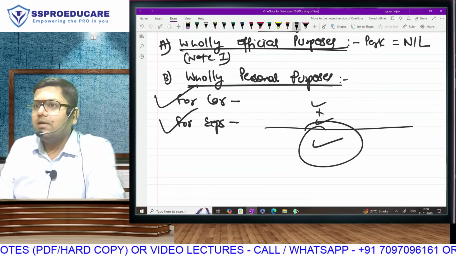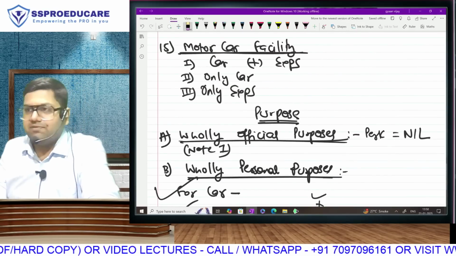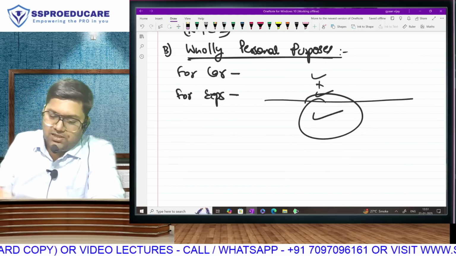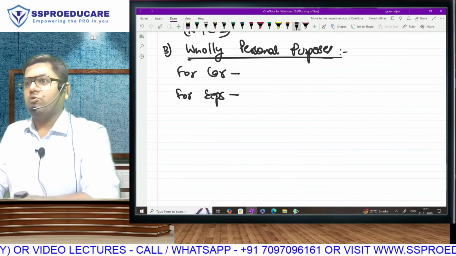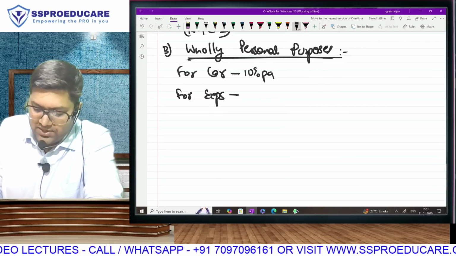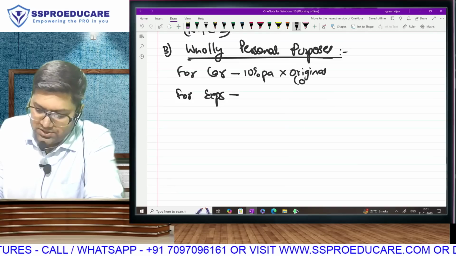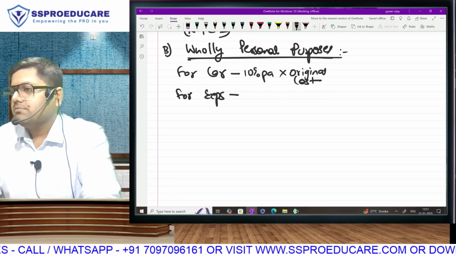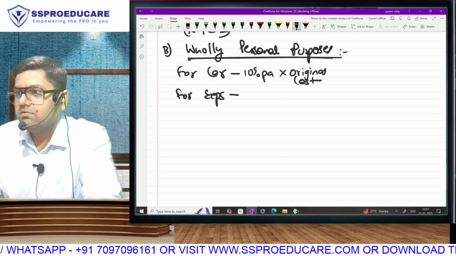Are you understanding this? So, first we will go and check purpose. If official, then we don't have to do anything. If personal, then we have to take everything. But in everything, go and check what has he given. If he has given only car, so, for car, we will be taking 10% per annum of the original cost. Boss is giving me car. So, he will have to bring the car.